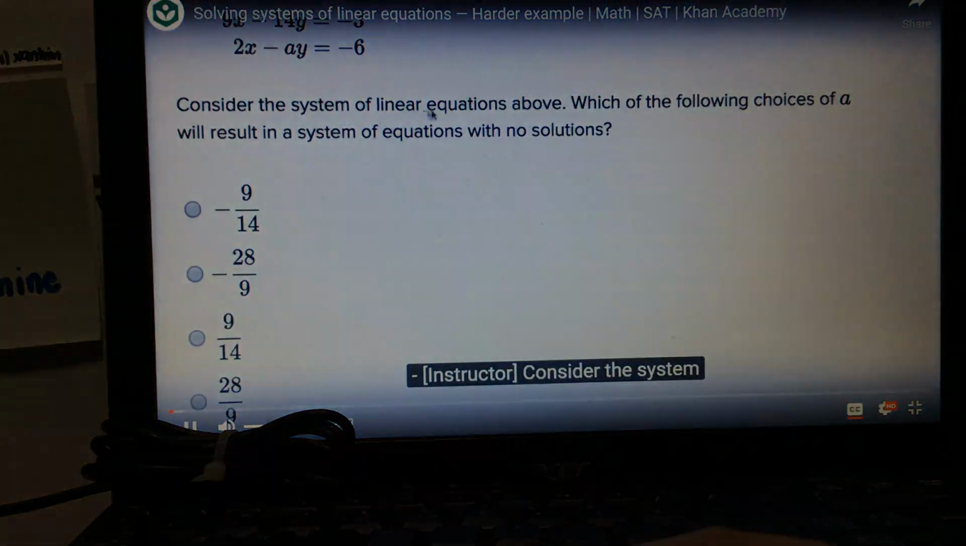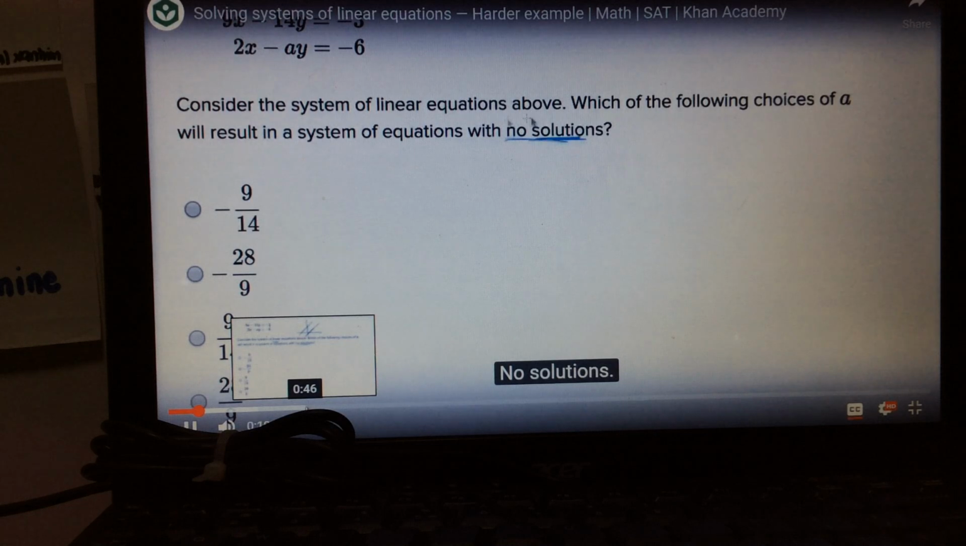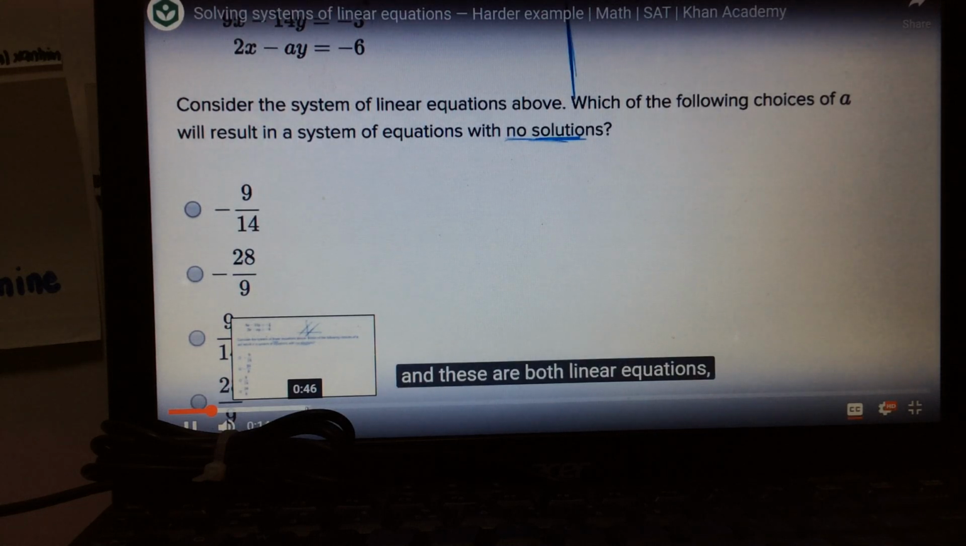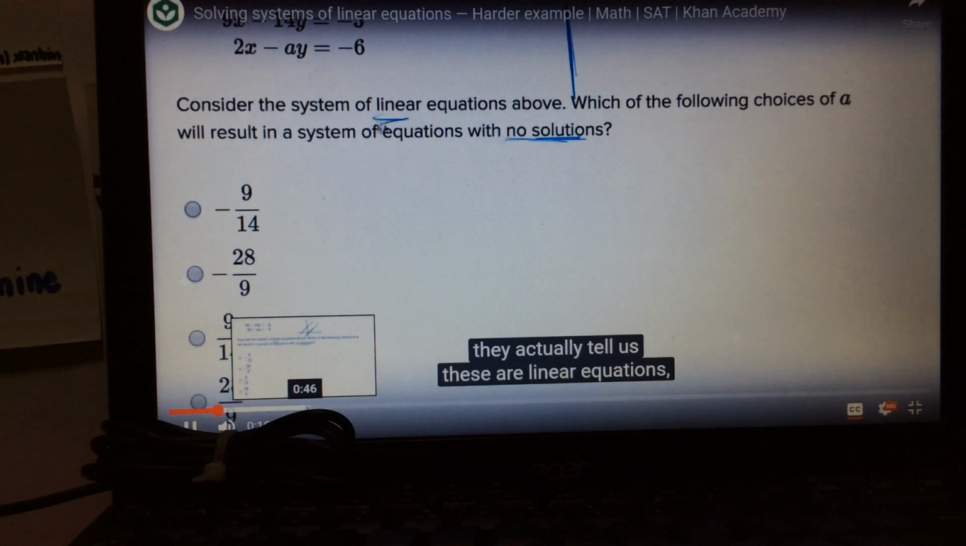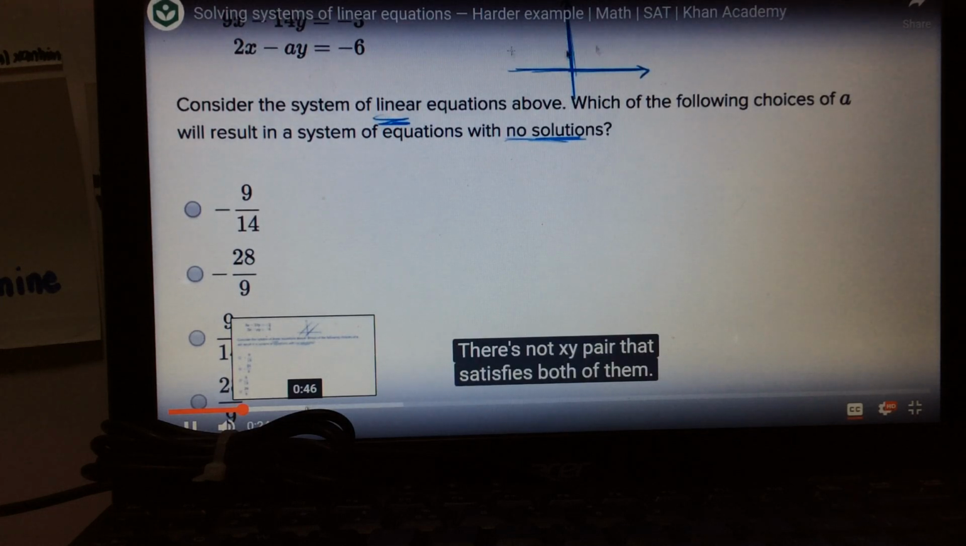Consider the system of linear equations above. Which of the following choices of A will result in a system of equations with no solutions? No solutions. A system has no solutions if you have two lines, and these are both linear equations, that are parallel. They're never going to intersect. There's no XY pair that satisfies both of them.